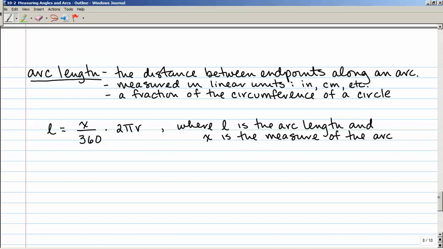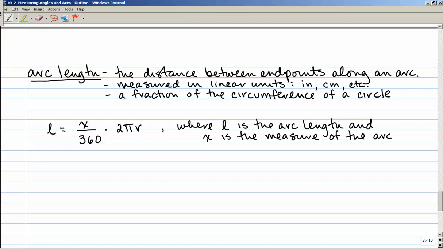Next concept, and that's the idea of arc length. Now, arc length is different from arc measure. Arc measure is in degrees. Arc length is a distance. It's a length between two endpoints along an arc. As such, it's measured in linear units. We're going to measure arc length in terms of inches or centimeters or meters or miles, a unit that we can measure with a ruler or a tape measure. And it is a fraction of the circumference of a circle.